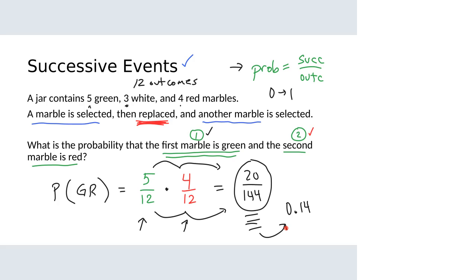The key here is with successive events, find the probability of the first thing, find the probability of the second thing, multiply those together. Does anybody have any questions on what we did in that one? The main idea is find each individual probability and multiply those together. I'm going to have you try one if you don't have questions for me.